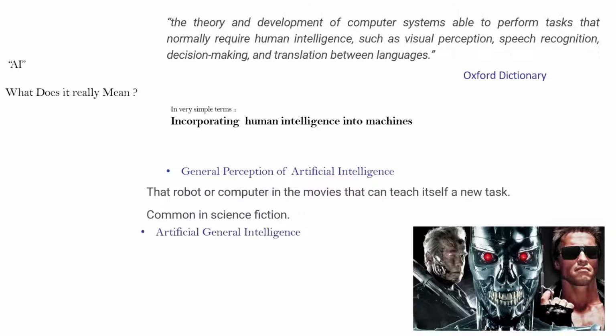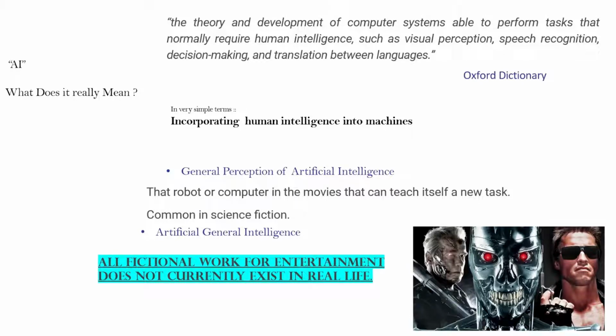This is also called artificial general intelligence, and I am talking about the general perception. So my friends, this is all fictional work for entertainment and does not currently exist in real life. And I would say, of course, this is not a part of this course. You should unlearn this completely.